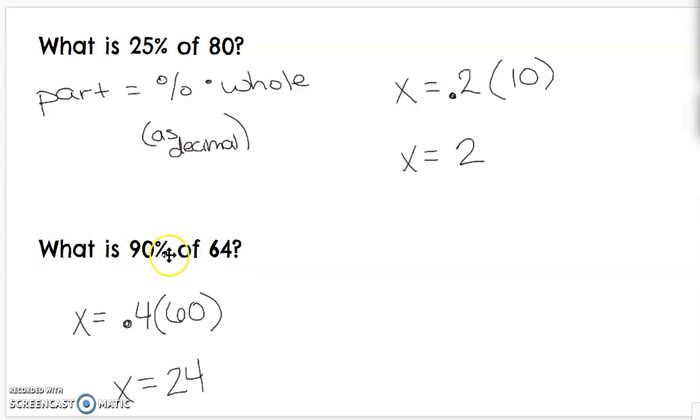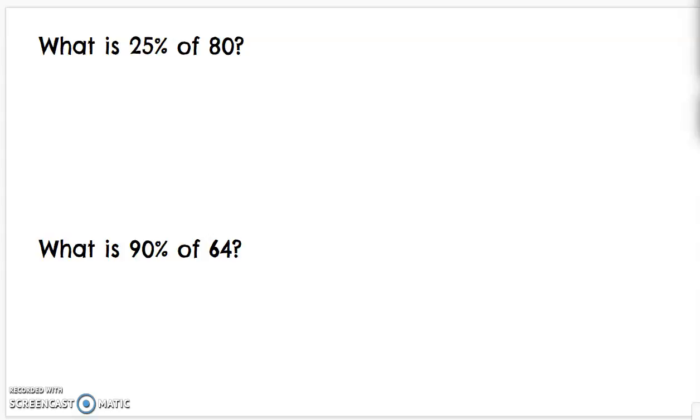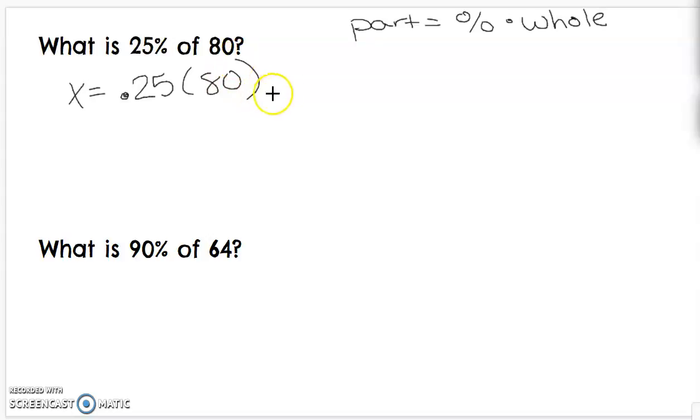Okay, let's do these two. So we have 25% of 80. Again, let's stick with the equation. So I don't know the part, and let me write this up here, just so you can look at it as needed. So I don't know the part. I don't know what 25% of 80 is. That's where my x goes. And then 25% as a decimal times 80. 25% of 80 is going to be 20.